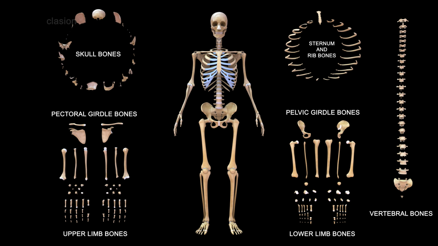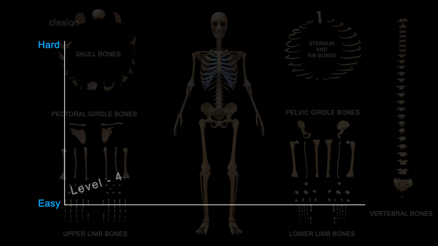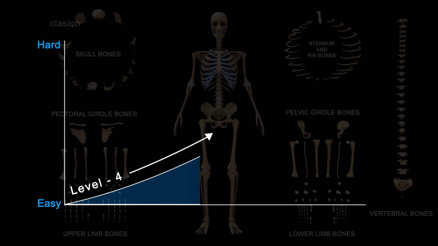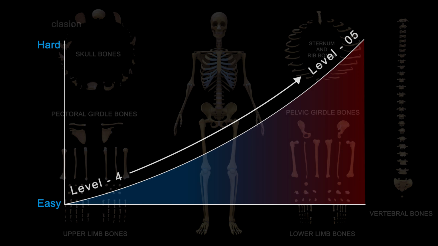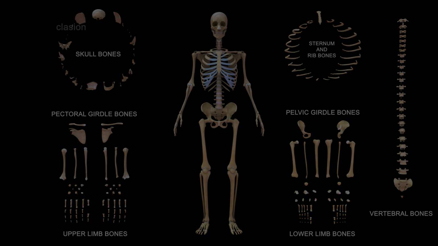In Level 4, the questions were related to the vertebral column. But in Level 5, the questions are a bit tougher than Level 4. So let's check and know your understanding about ribs, and move on to our first question.